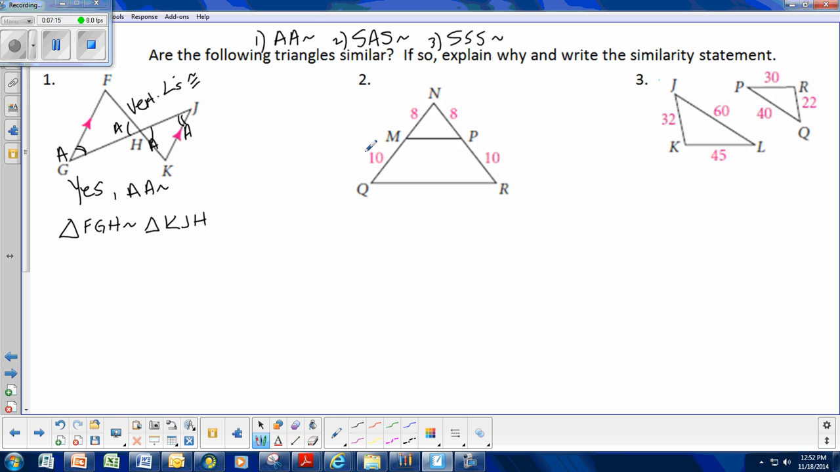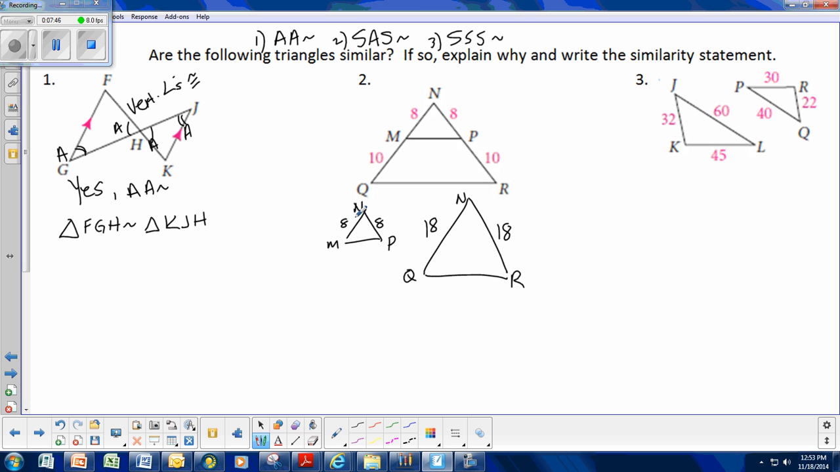All right, example two. Let's try this one. These two triangles are on top of each other. First thing I'm going to do is take these apart. So I'm going to have the small triangle, which is NMP, and these sides are labeled 8 and 8. And then I have the bigger triangle, which is NQR. Now these two sides I'm going to have to add up, 8 and 10, so that's 18, and then 8 and 10, that would be 18 as well.